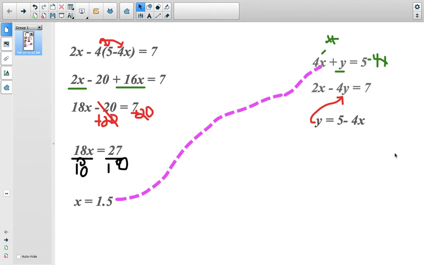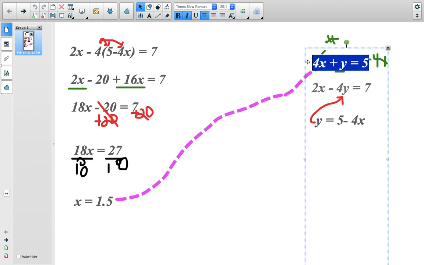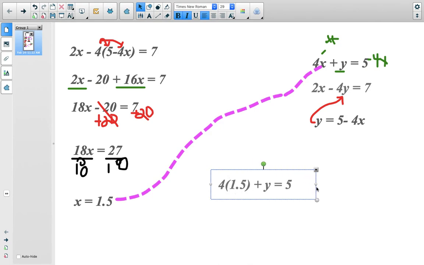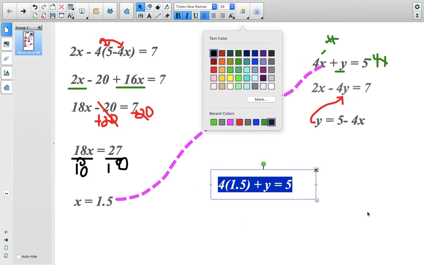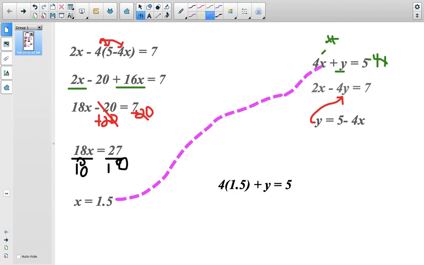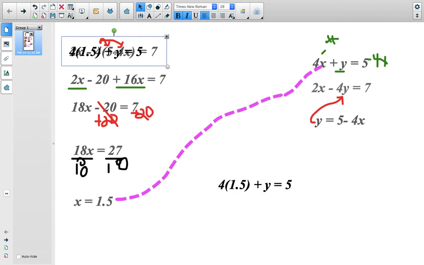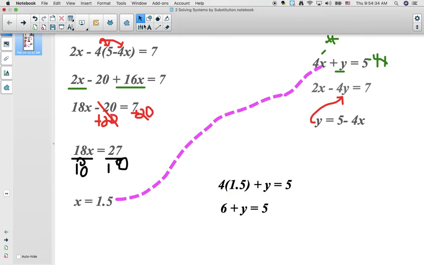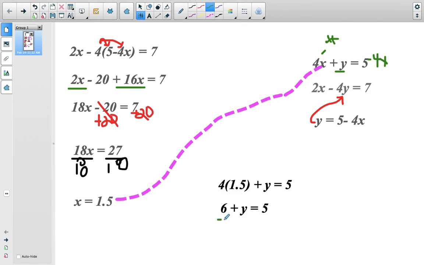Okay, so if I plug it in there, I end up getting, just copy this guy. So I end up getting 4, instead of x, I'm going to put 1.5 plus y equals 5. If I want to get y by itself, well, first, what's 4 times 1.5? 6 plus y, and then to get y by itself, I subtract 6 from both sides, and then I end up getting y equals -1.